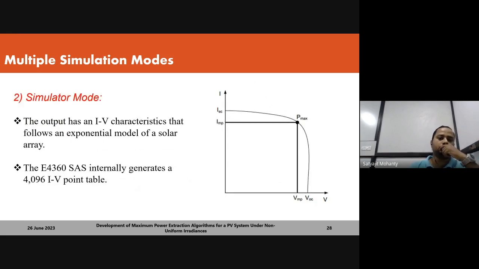Then this is the simulator mode. Simulator mode means the mode in which we have a single peak, or you can say a single global peak. This scenario arises only in the case of uniform insolation levels, in which it reflects one and only one peak. For plotting this graph, we can have a maximum of 4096 point tables. The same 4096 points can be obtained in the simulator mode as well as in the table mode.